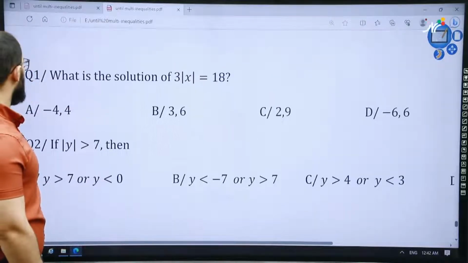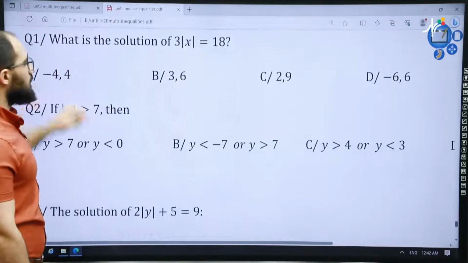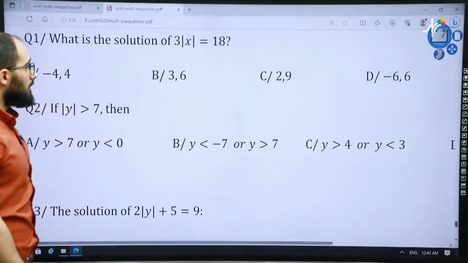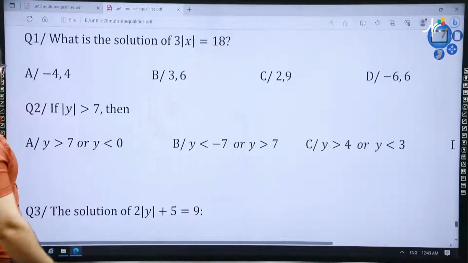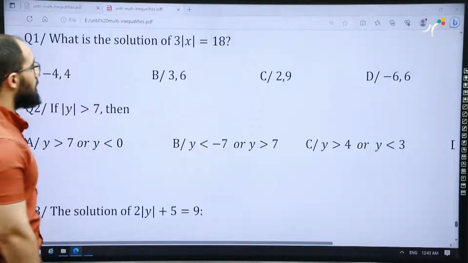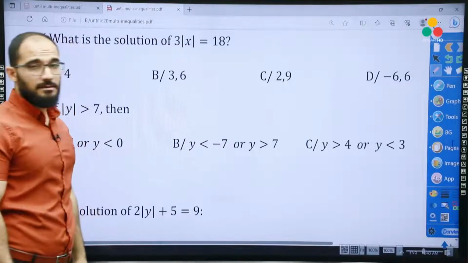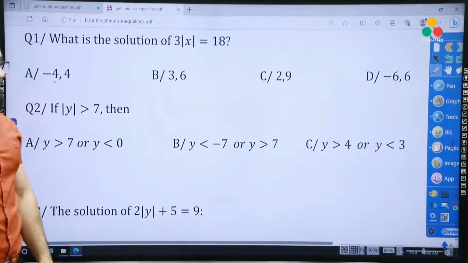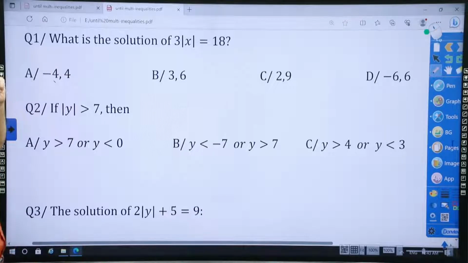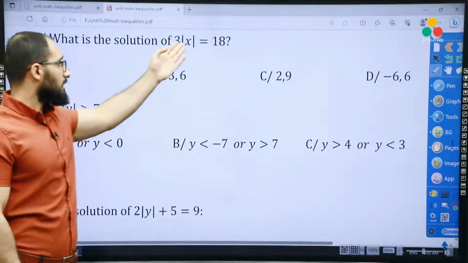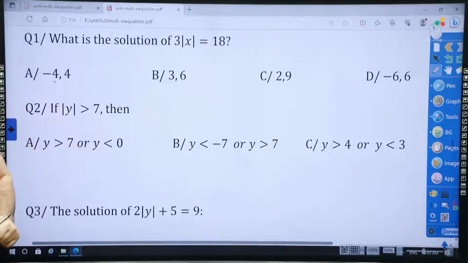Okay, so in the last part, we have some multiple choice questions, then we are going to solve them. The first question is, what is the solution of 3 times the absolute value of x equal to 18? It's quite easy.